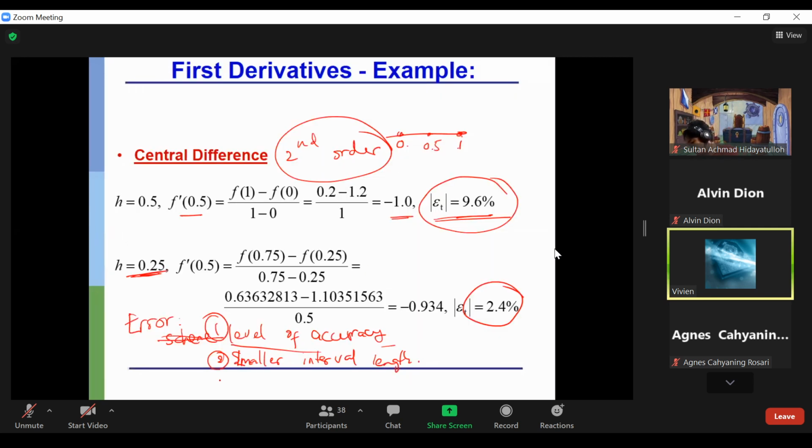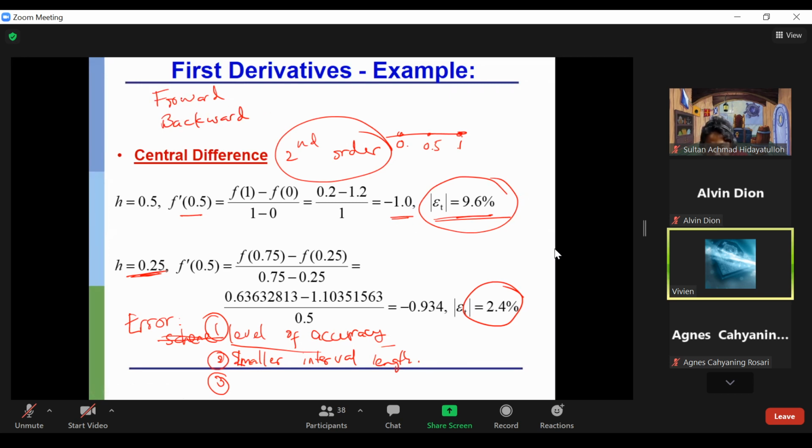Next is the scheme. What about the scheme? Which one is the best? In this case, we see that central difference is the best because it's higher order. Now, to define which one is the best, to make it fair, we should compare apple to apple. It means that we have to compare with the same level of accuracy.